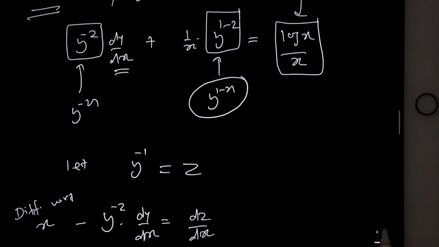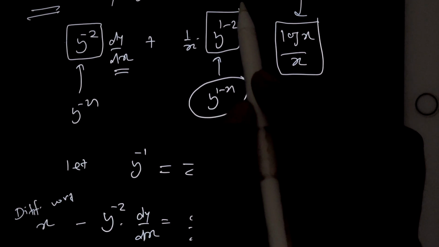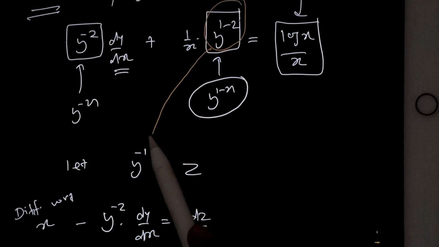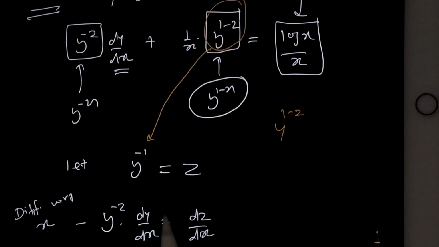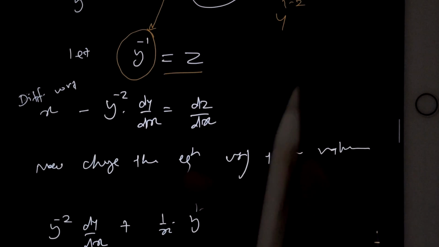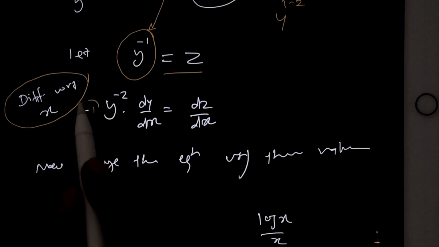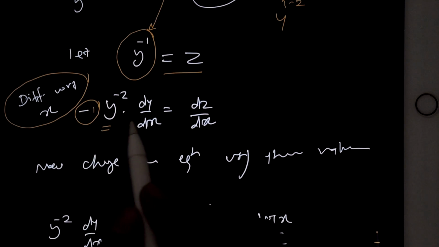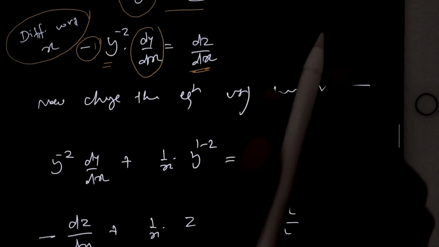Now what is the trick? Whatever is the coefficient of p, that only you have to make as z. So this part is nothing but y power minus 1, because y power 1 minus 2 is y power minus 1. So consider this as z. Then differentiate with respect to x. Minus 1 will come to the side, so minus 1 y power minus 2 dy by dx is equal to dz by dx.